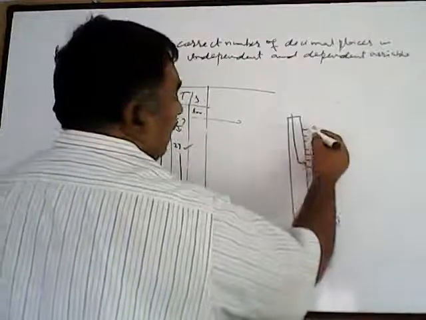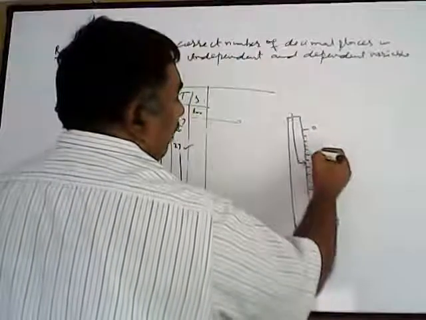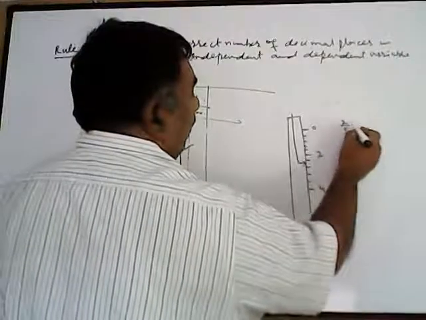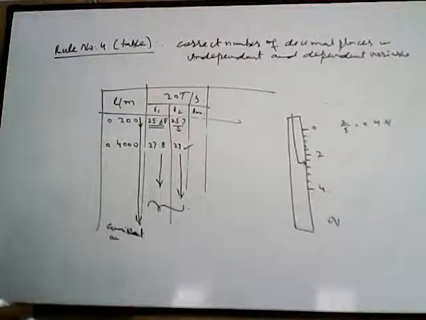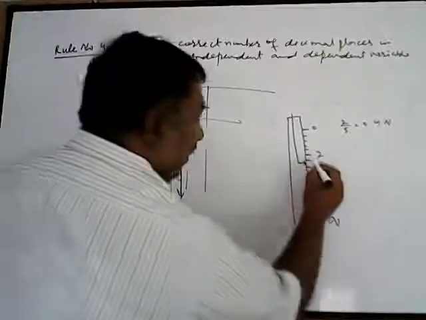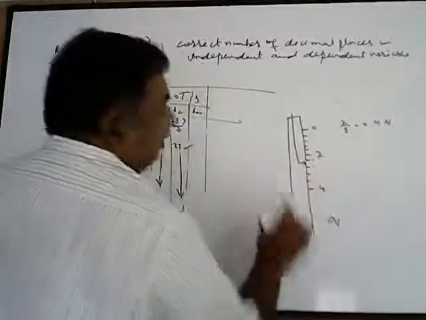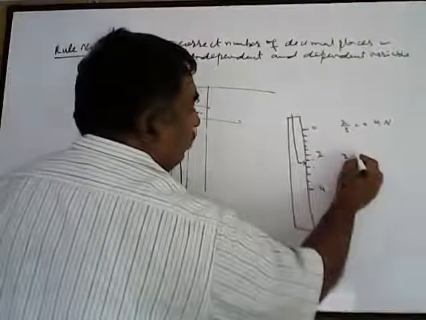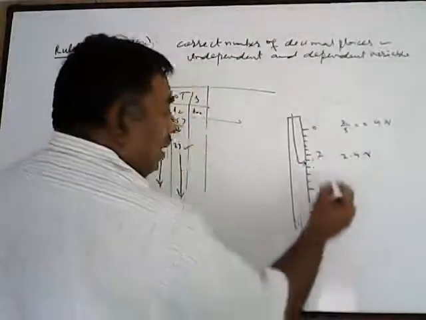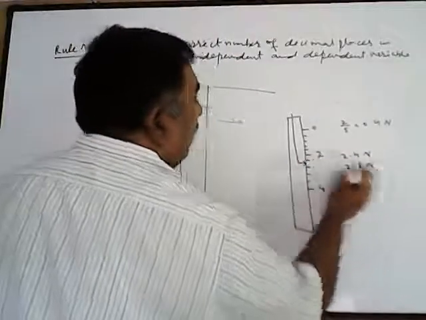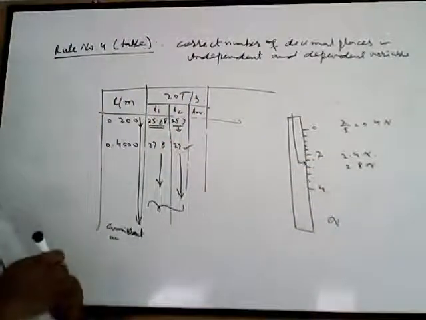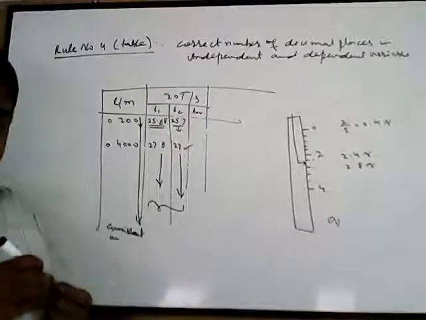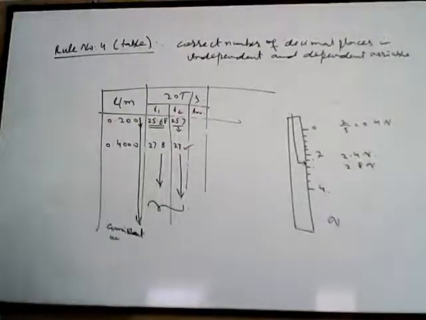So first thing is 1, 2, 3, 4, 5. So what's the least count? 2 divided by 5. It is 0.4 Newton. So you can record these things in terms of multiples of 0.4 Newton. So either you will take this value or this value. You cannot estimate in between. So this is either 2.4 Newton or it is 2.8 Newton. But you cannot take 2.6 Newton or 2.5 Newton. So always take the precision into account in this way. So this was rule number 4.